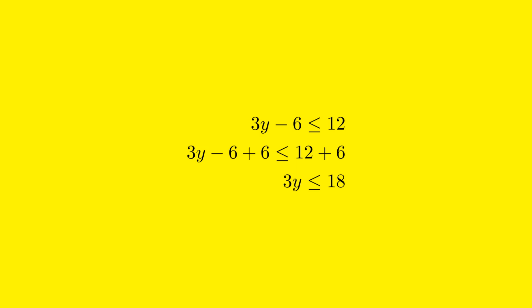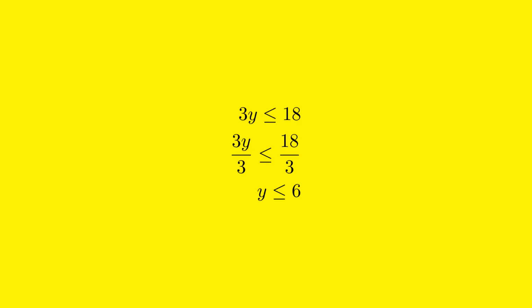In interval notation, we don't need the full interval yet because we need to finish the steps. But remember, this intermediate step is 3y less than or equal to 18. In this step, we have changed the expression from 3y minus 6 is less than or equal to 12 to 3y less than or equal to 18 by adding 6 to both sides.